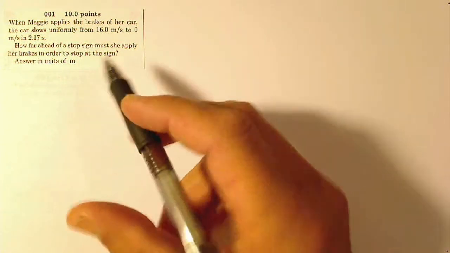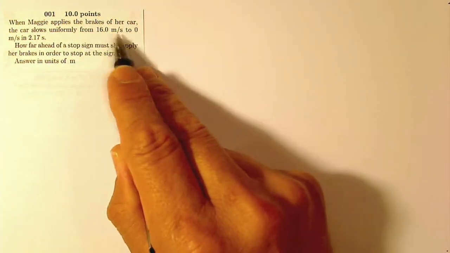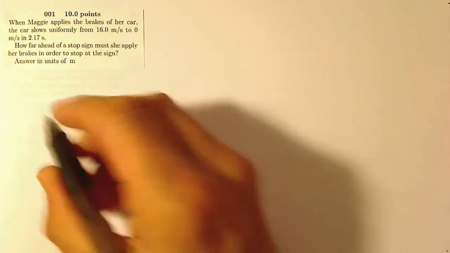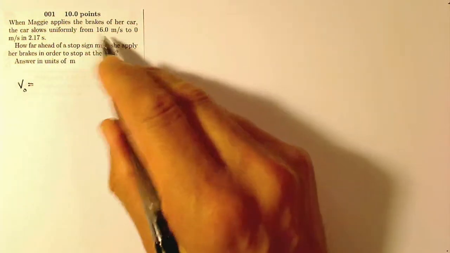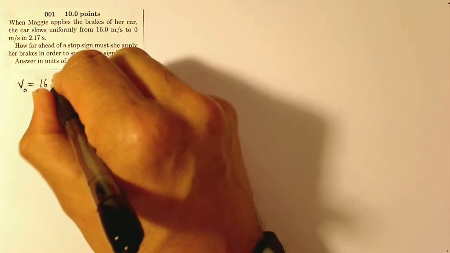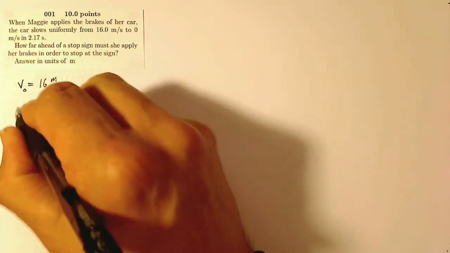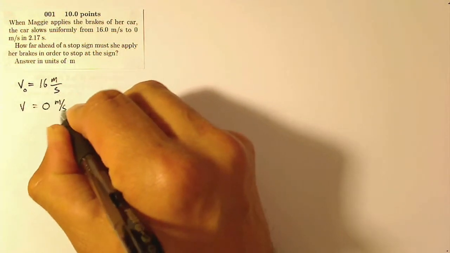It's a good habit, as you read a question, to stop every time you see a number with some units and identify what it is you're talking about. When Maggie applies the brakes of her car, the car slows uniformly from 16 meters per second. What is that? When I see meters per second, I think that is a speed or a velocity. So I'm going to say that my initial velocity, because this is what I'm starting at, is 16 meters per second. Well, I slow from 16 meters per second to 0 meters per second. That's my final velocity, 0 meters per second.